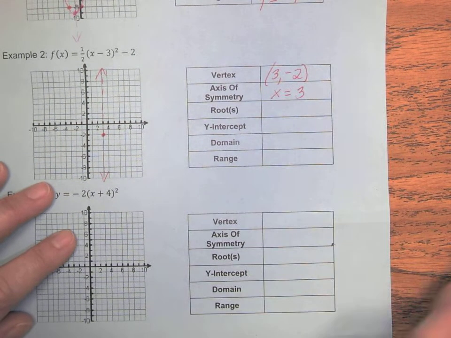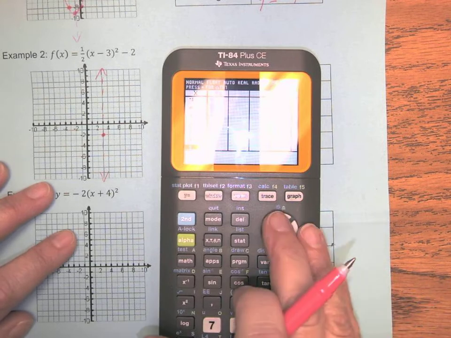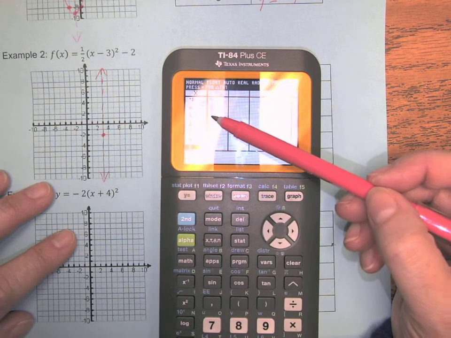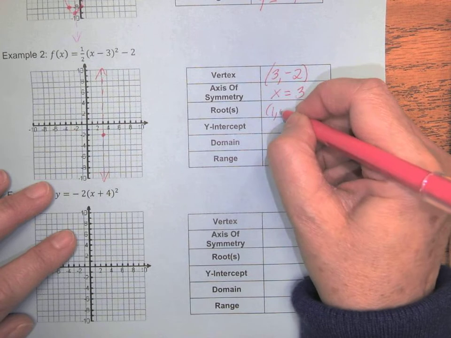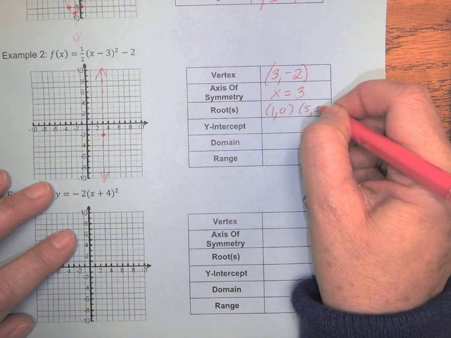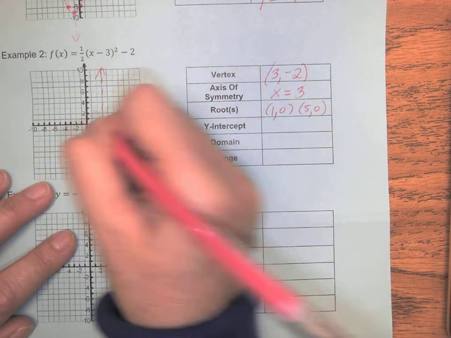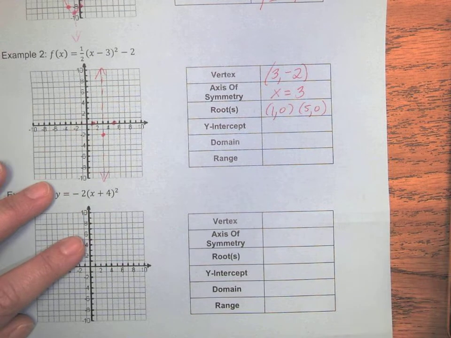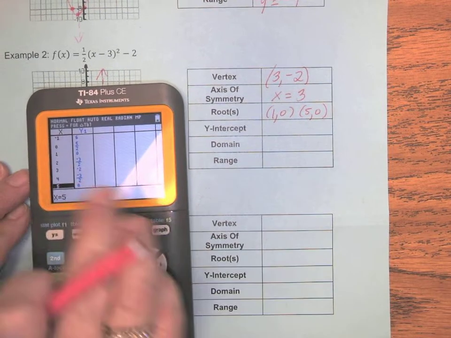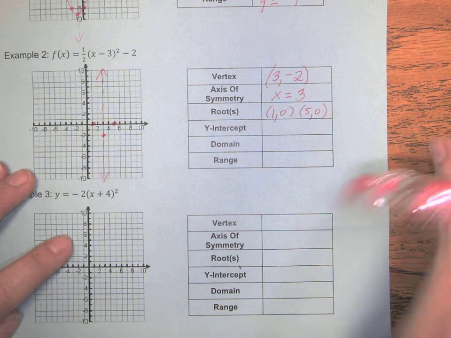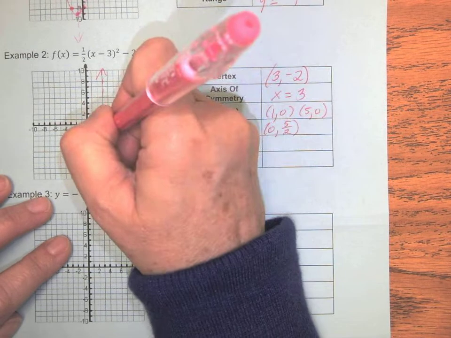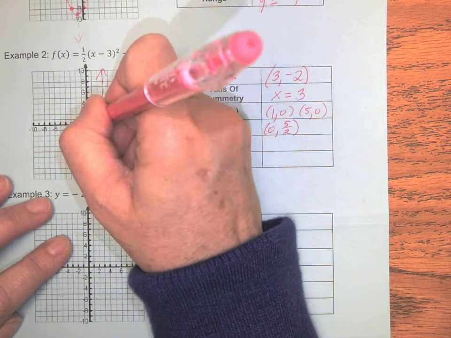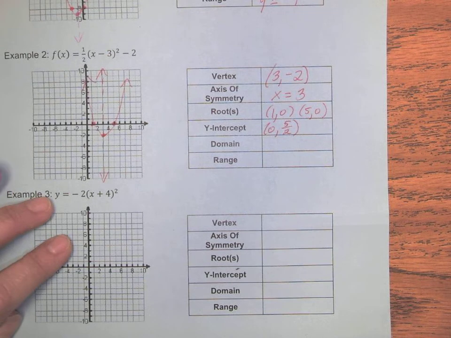The roots, this one's going to have 2 roots. Let's look at where y is 0. So here we go, 1, 0, 5, 0. Those are my roots: 1, 5. And then what's my y-intercept? It's where x is 0. It's 0, 5 halves. That one's not so easy to graph, but I have enough to graph right here. As long as you have your vertex and your roots, you can draw a graph.